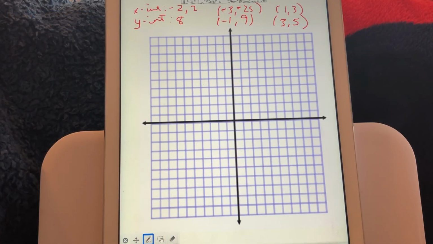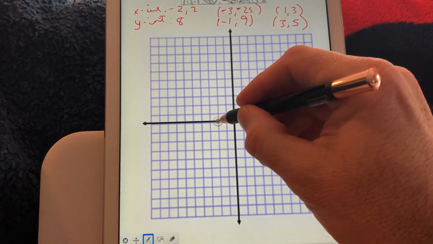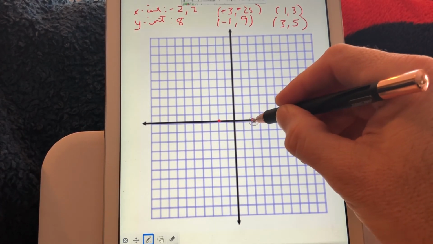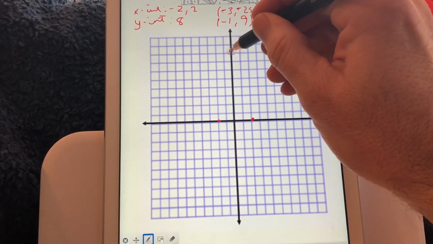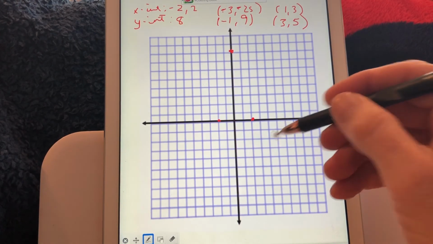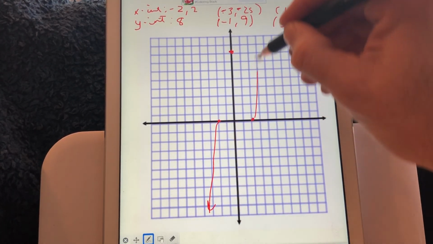All right, so the graph here for number 14, we've got 2 intercepts. The x-intercepts, one at -2 and one at +2 here. We've got our y-intercept up here at +8. Okay, we know our end behavior. We're going to go down here. We're going to go up here.